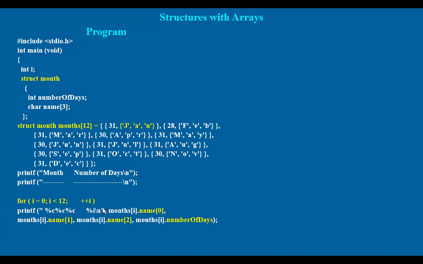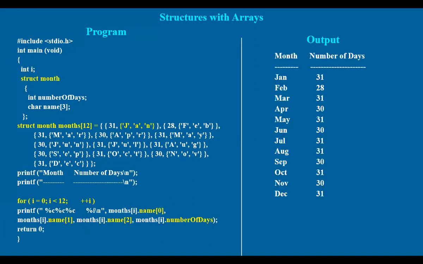That is months, right? Months is the variable. In this, months[0].name[0] is provided. Now, the first character, second character, third character, and finally the number, the number of days, is provided. And now compile this program and run it. You get the data like this: the month name and then the number of days.